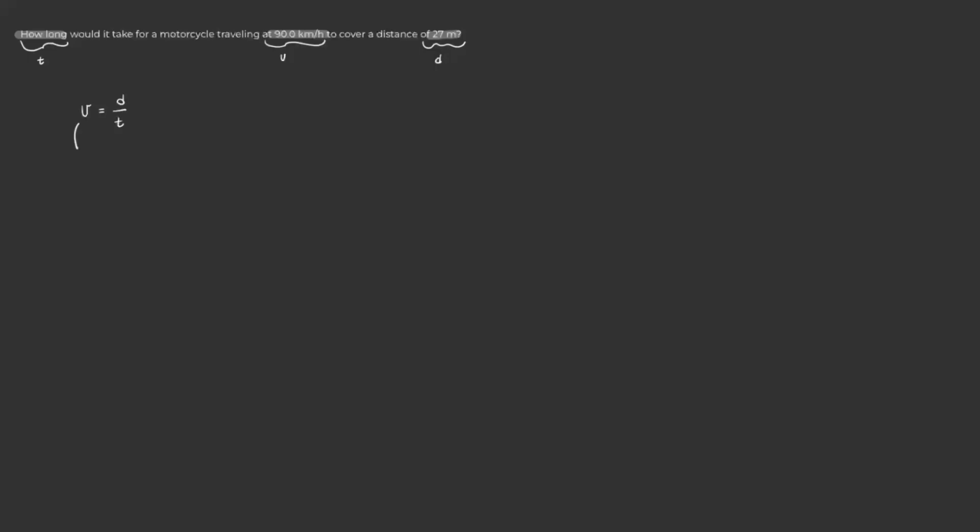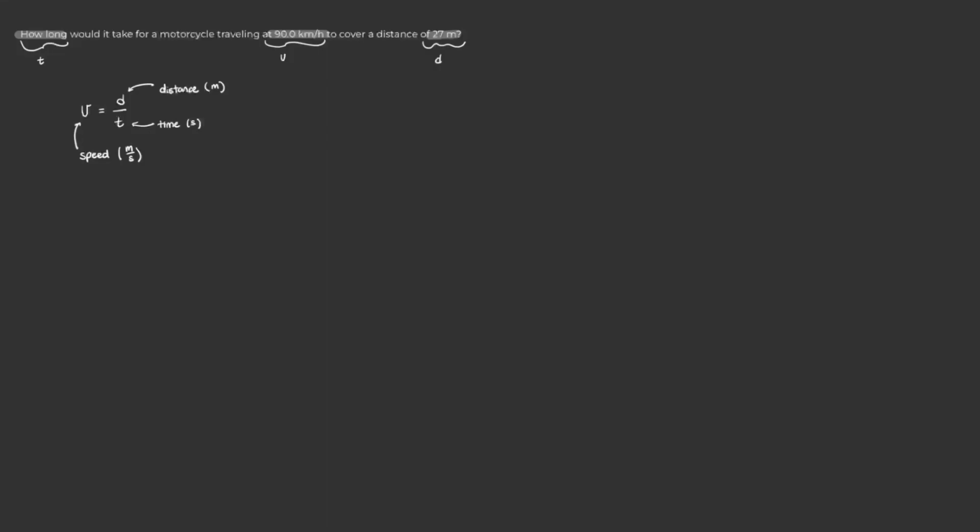So this is speed. Speed is measured in meters per second. This is displacement or distance. We'll say distance because it is not a vector quantity. Distance in meters. And time we measure in seconds.